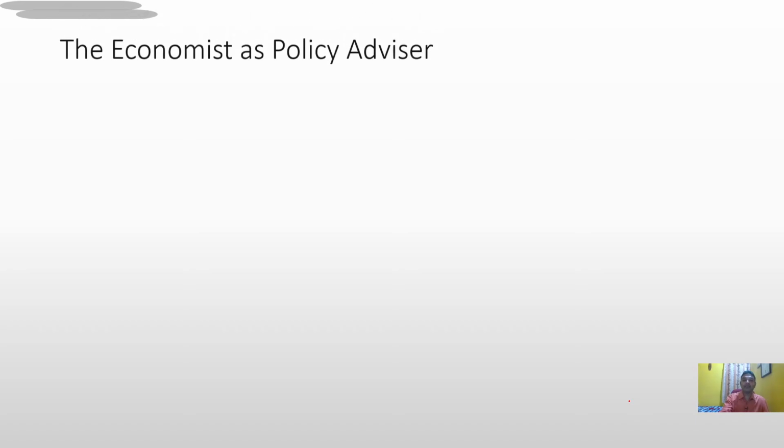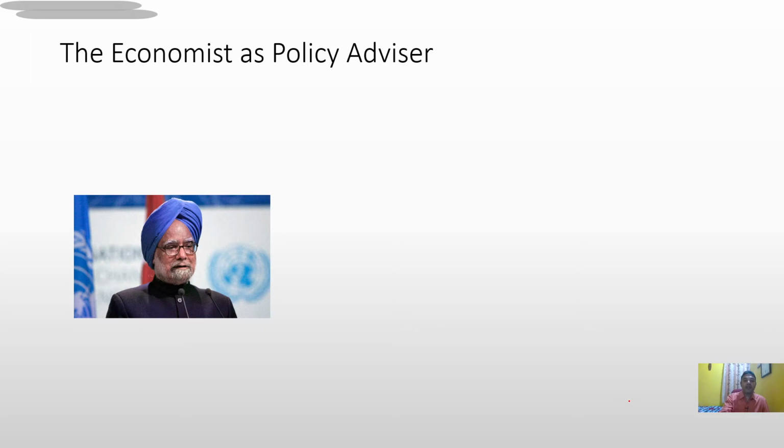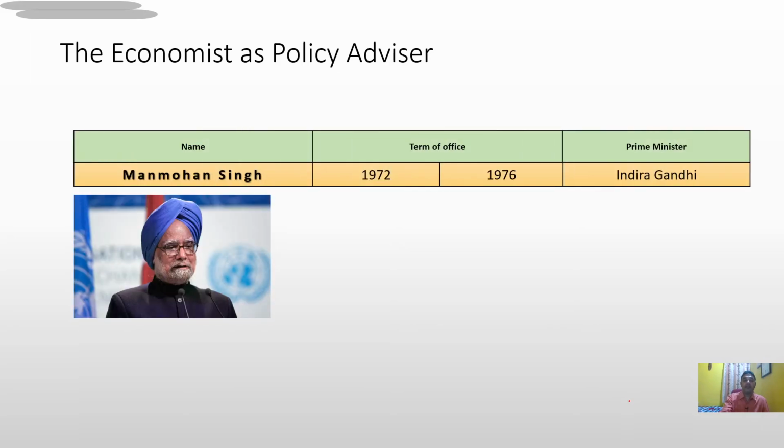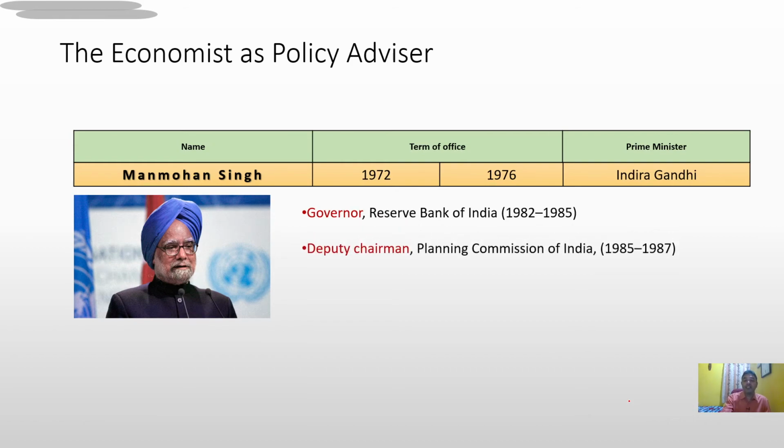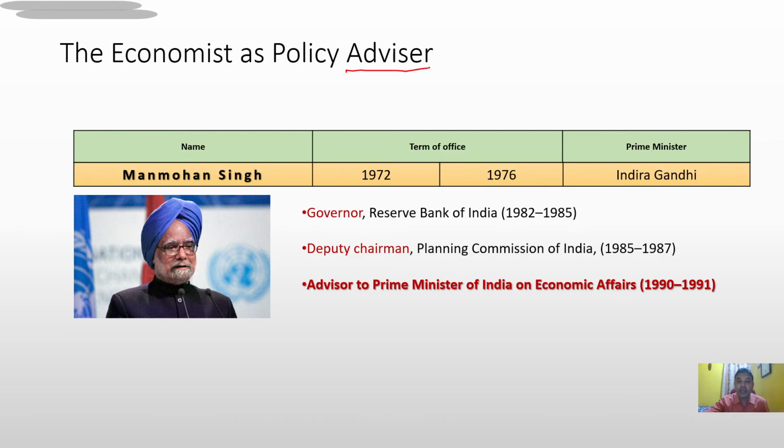I'll just take a few examples. Economists as policy advisors. He is Dr. Manmohan Singh. He was in the time of Indira Gandhi, who was Prime Minister from 1970 to 1976, as an economic policy advisor. He was Governor of the Reserve Bank of India. He was Deputy Chairman of the Planning Commission of India. He was Advisor to the Prime Minister of India on economic affairs. This is the reason I brought this up, because here I am speaking about an advisor. Here Dr. Manmohan Singh was an advisor. He was also the Chairman of the University Grants Commission.